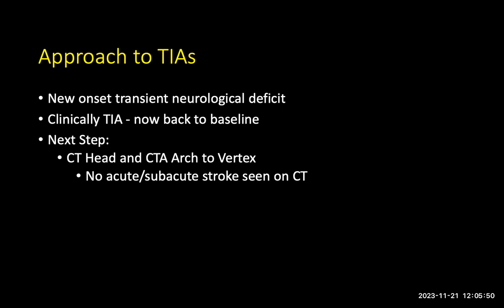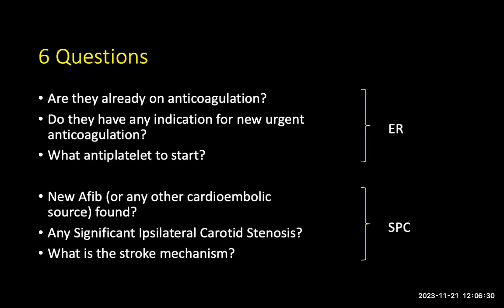For the first part of my talk, I'll talk about TIA. So you have a patient who comes in with right-sided arm and leg weakness lasting about 30 minutes, resolved completely, and now back to his baseline. You've gotten all his risk factors and a good history, and now you're arranging for a CT head and a CT angiogram, arch to vertex, so both the neck and the brain. It doesn't really show anything on the CT, no well-defined acute or subacute stroke, so it confirms your suspicion that this is a TIA. There's nothing on his scan, and he's clinically back to his baseline. So what should you do?